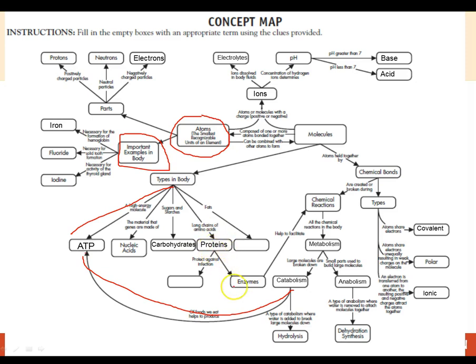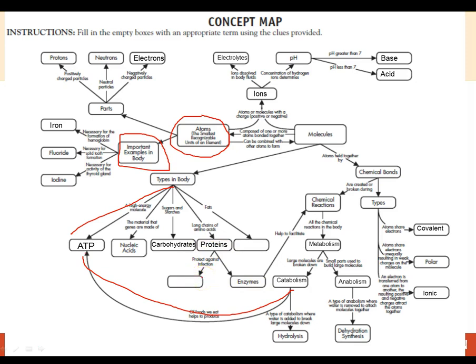So proteins make enzymes, and enzymes are used in chemical reactions. So you see we have a lot of interconnected pieces in everything that's going on in biochemistry. That's why having at least a little bit of fundamental understanding of what's going on will facilitate the next few chapters. Now, proteins that protect against infection.